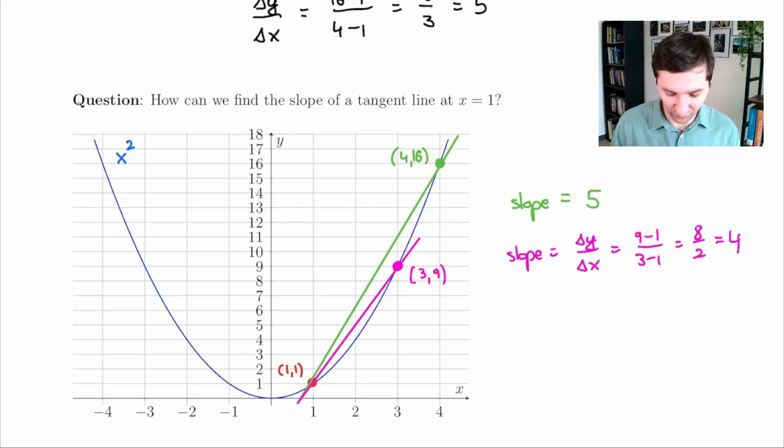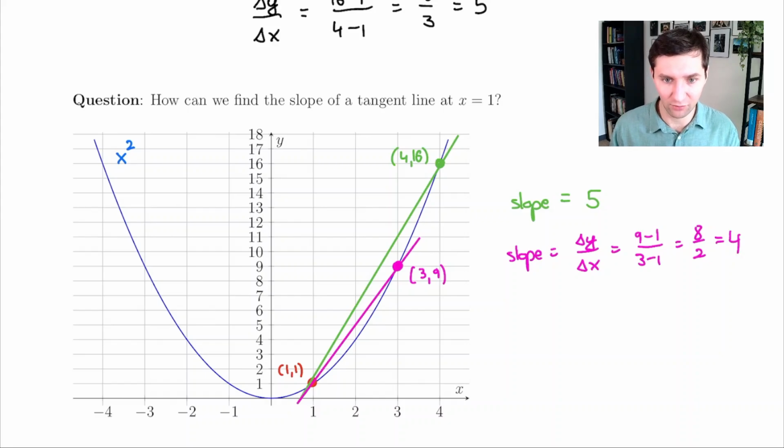I can continue this process, and I can move the second point closer here, and then closer here, and then closer here, and compute the slopes of the resulting secant lines. Do you see what happens to the secant lines as I do so? If my second point is here, this is how the secant line looks like. If the second point is here, this is how the secant line looks like. The closer the second point is to the first, the secant line resembles the tangent line more, which means that the slopes of those secant lines should resemble the slope of the tangent line more and more.